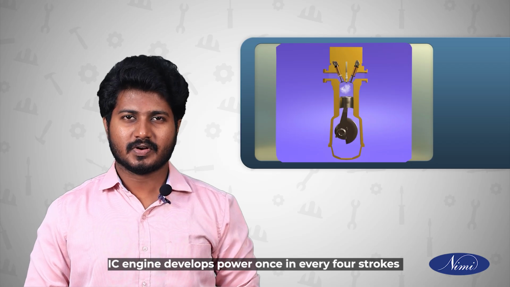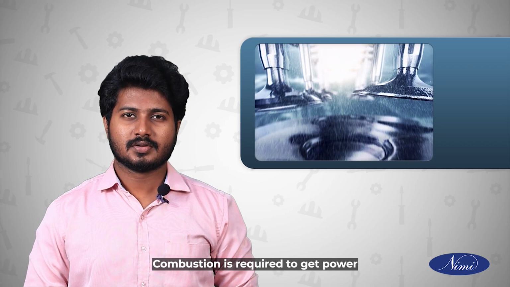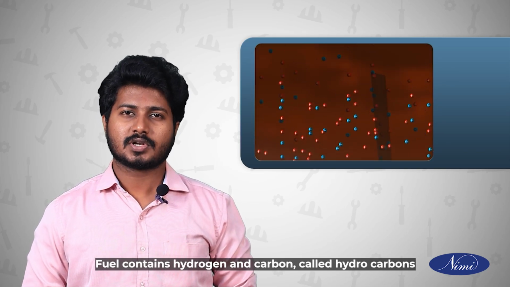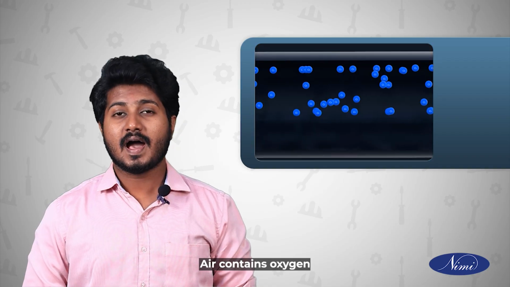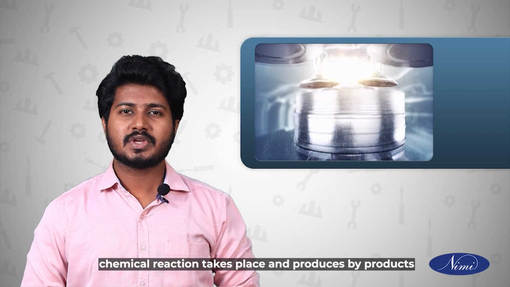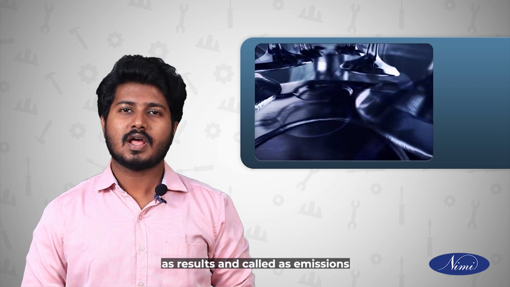IC engine develops power once in every 4 strokes. Combustion is required to get power. For combustion, we require fuel, oxygen and fire. Fuel contains hydrogen and carbon called hydrocarbons. Air contains oxygen, fire. During combustion, chemical reaction takes place and produces byproducts as results and called as emissions.